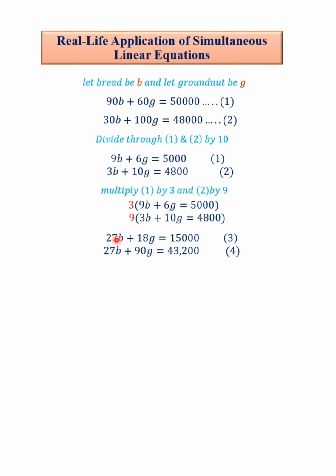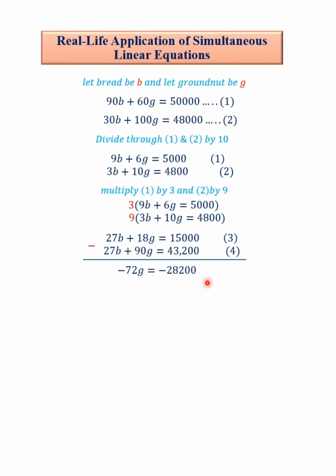You can see we have 27b here and 27b here. So if we subtract equation 4 from 3, we will eliminate the b, which is our target. So let's subtract. 27b minus 27b becomes 0, so b is eliminated. 18g minus 90g gives us negative 72g. 15,000 minus 43,200 gives us negative 28,200.